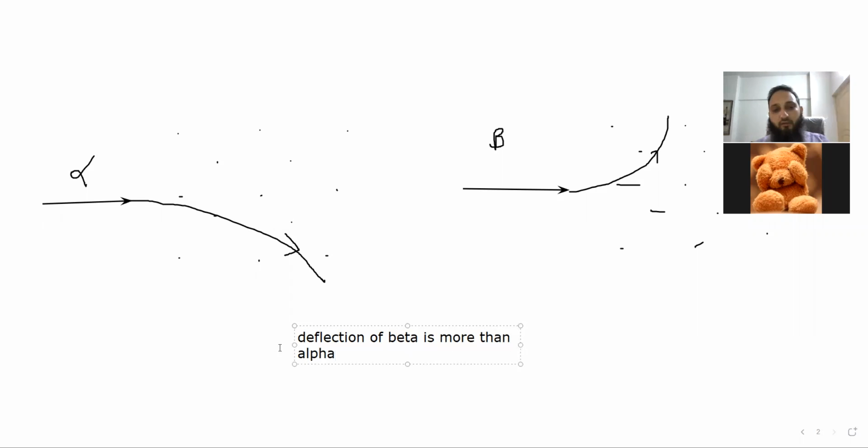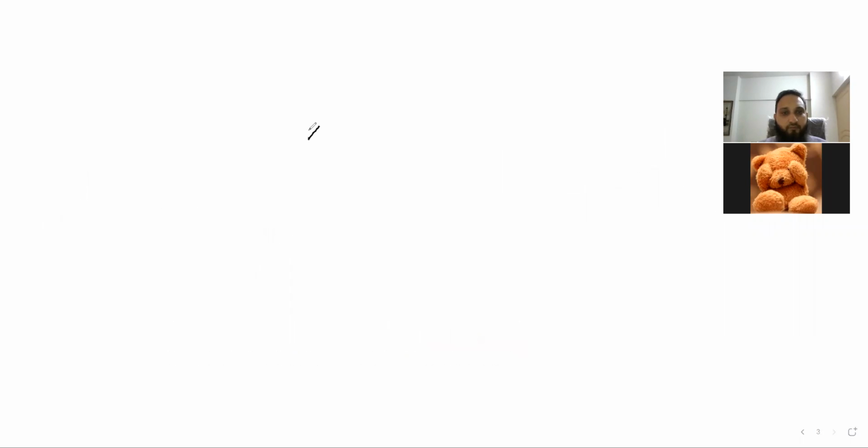Because alpha is heavier and beta is lighter, beta can deflect easily in the magnetic field. So say I have a magnetic field which is a cross, and both alpha and beta particles are entering the magnetic field from the same direction. A red arrow represents alpha and a blue arrow represents beta, and both enter the same magnetic field from the same direction.